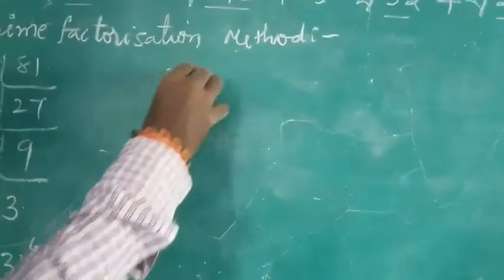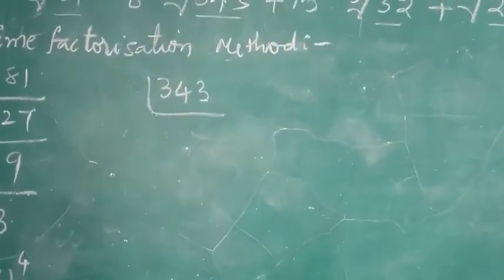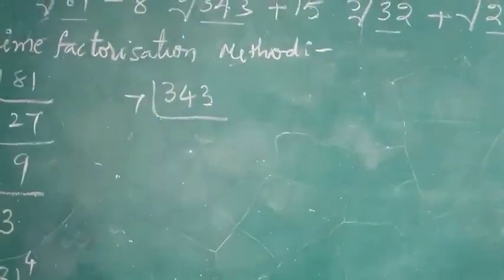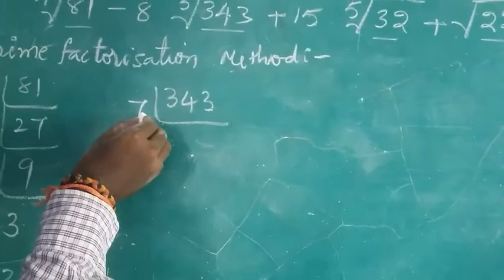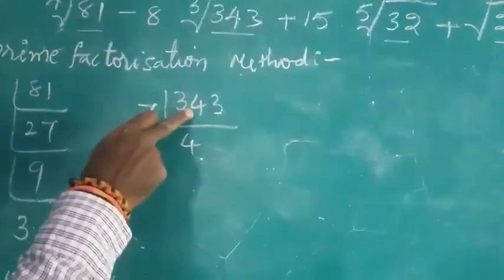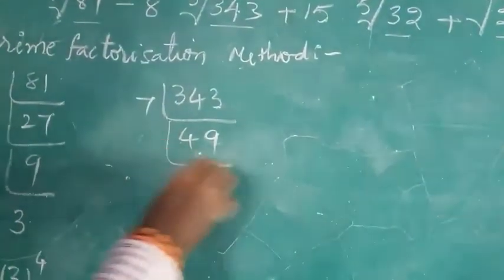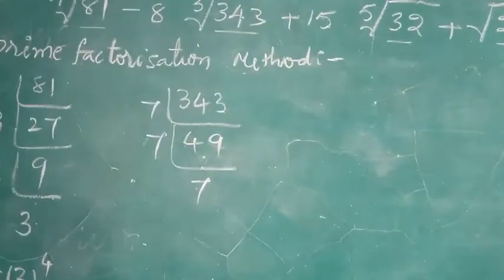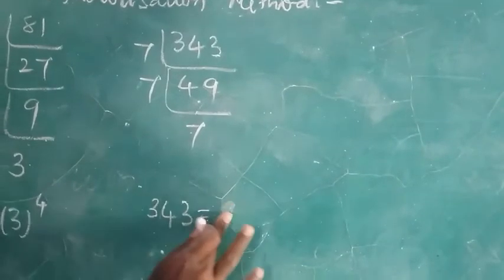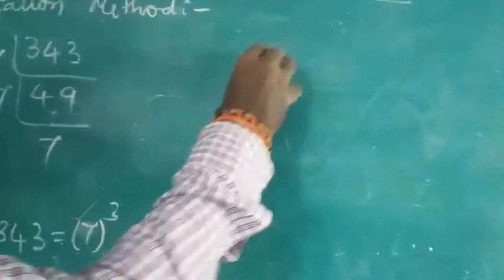Then similarly 343. If you take the 7 table, is that possible or not? 7 4s are 28. 28 means how much left? 6. 7 9s are 63. Again 7 7s are 49. So 343 you can write as 7 to the power of 3.